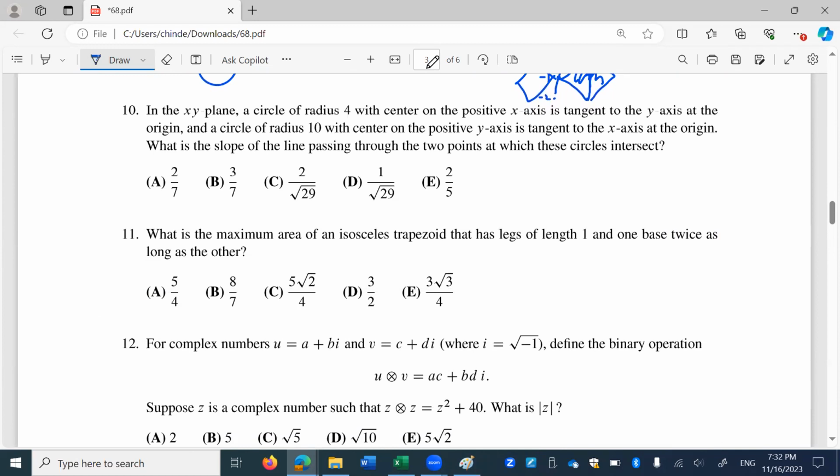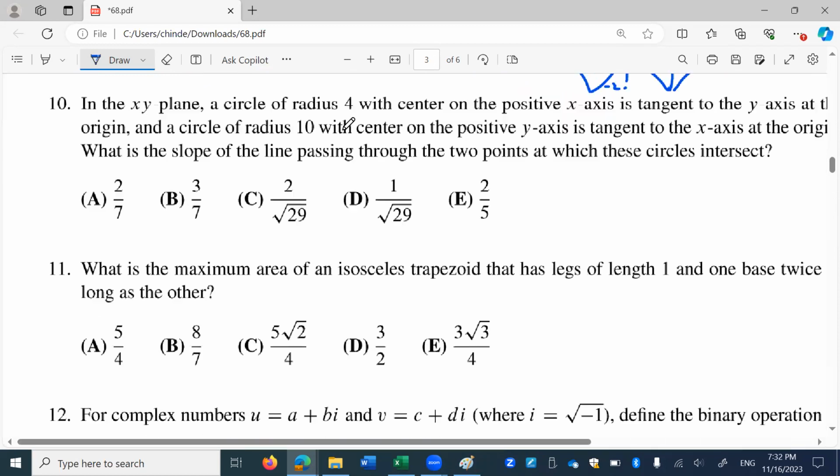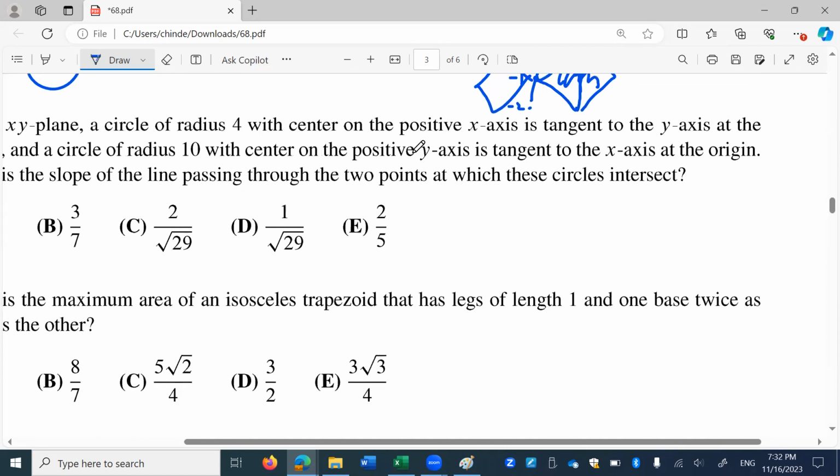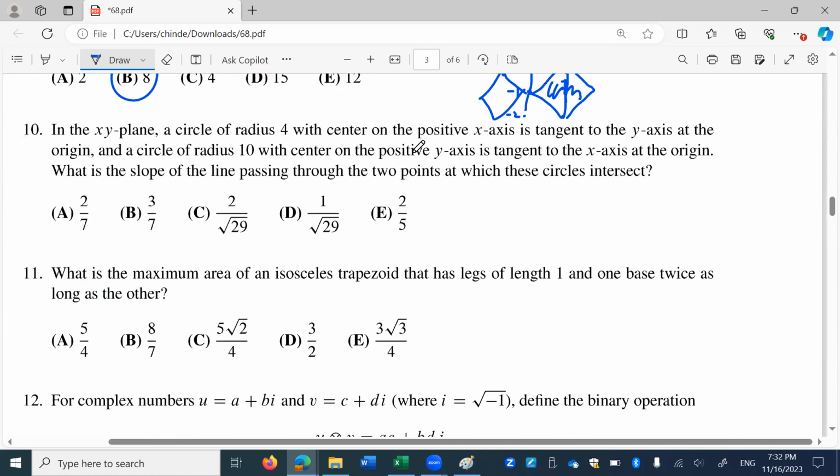Okay, we've got a circle with radius 4, centered on the positive x-axis, tangent to the y-axis, and another circle of radius 10, center on the y-axis, tangent to the x-axis. What is the slope of the line passing through the 2 points where these circles intersect? Let's try to draw the picture.